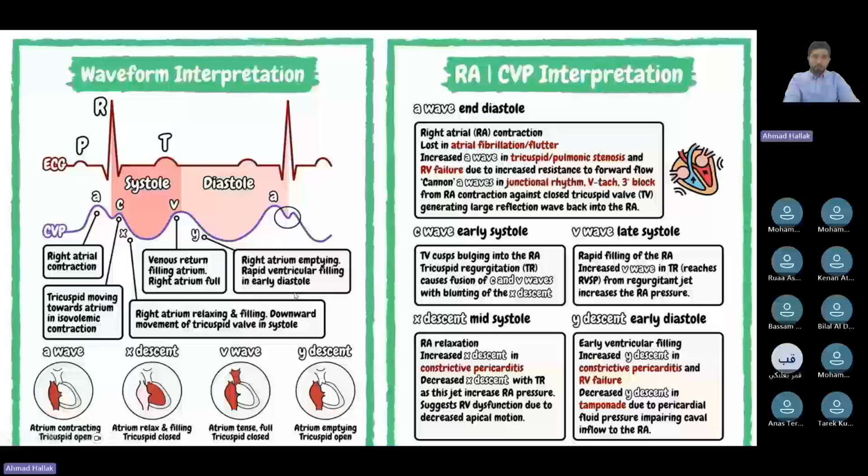And the number you want to report from the CVP tracing, this is the best place to report a number. It's right after the A wave. This is the closest to the end diastolic pressure, and this will correlate the best. And it's most of the time the easiest to reproduce.